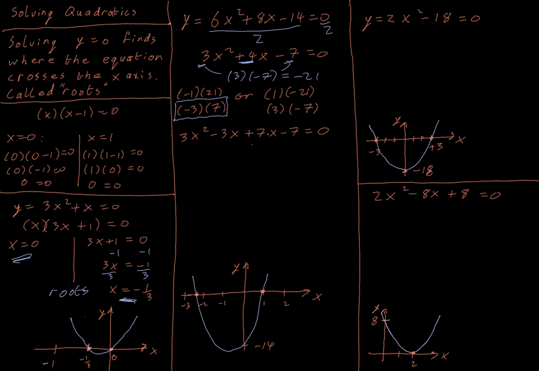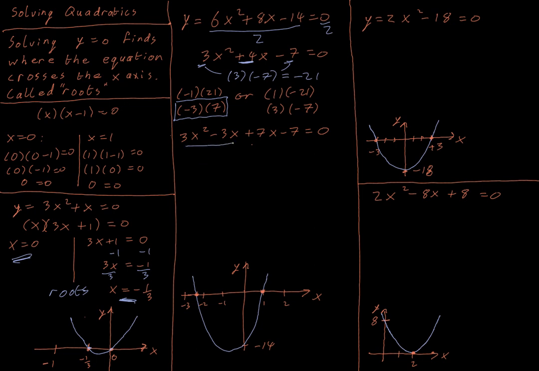So I haven't changed this equation. All I've done is rewrite this 4x as -3x plus 7x. If I add these two like terms together, I go back to where I started. So I haven't added anything. I haven't changed the equation. Just changed the way it looked to make the factorizing easier.